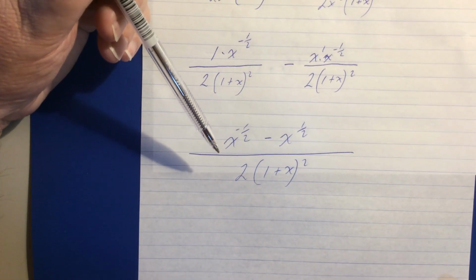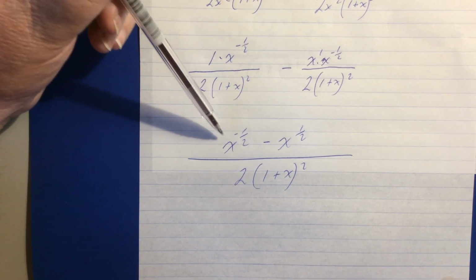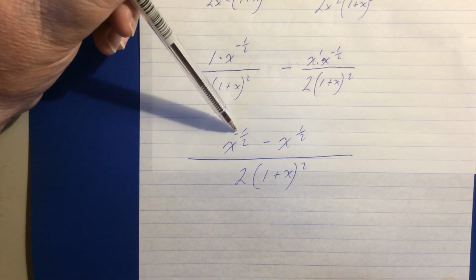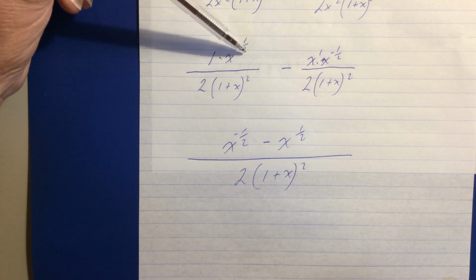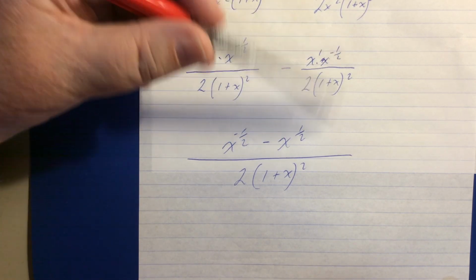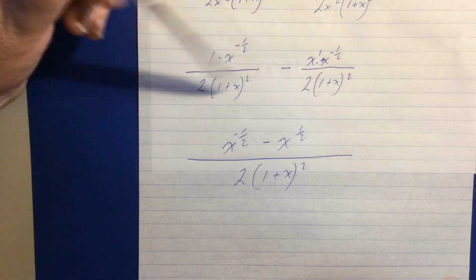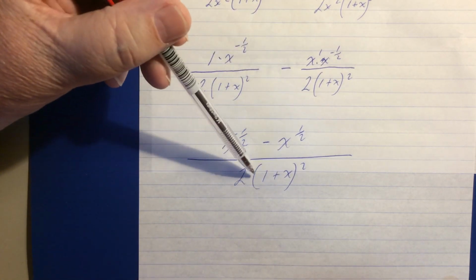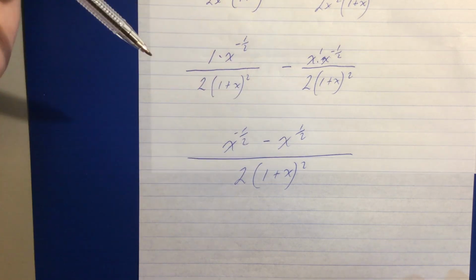And here you see the answer that the book gave, which is x to the negative a half, 1 times x to the negative a half, minus x to the half, which is what we got from here. We've been able to combine these because the denominator is the same, all over 2 into 1 plus x squared.